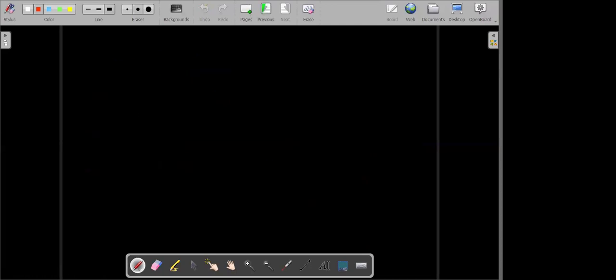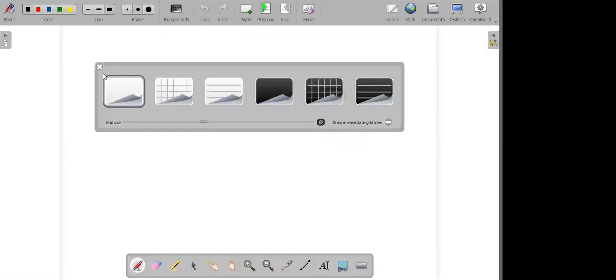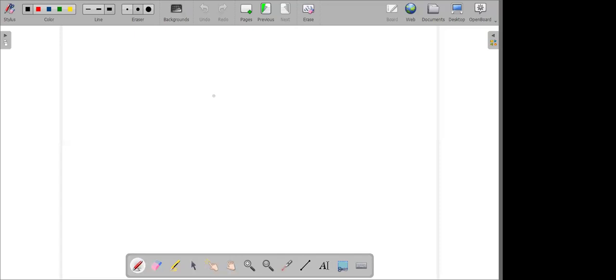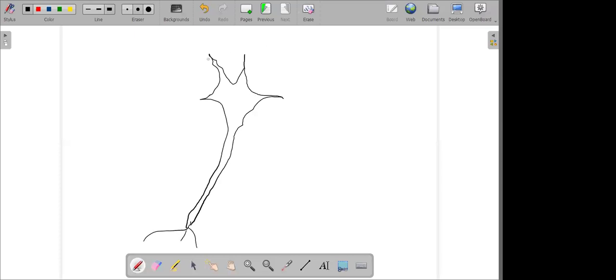You can draw a nerve cell. So your nerve cell would be like this. This is how we can draw a nerve cell.